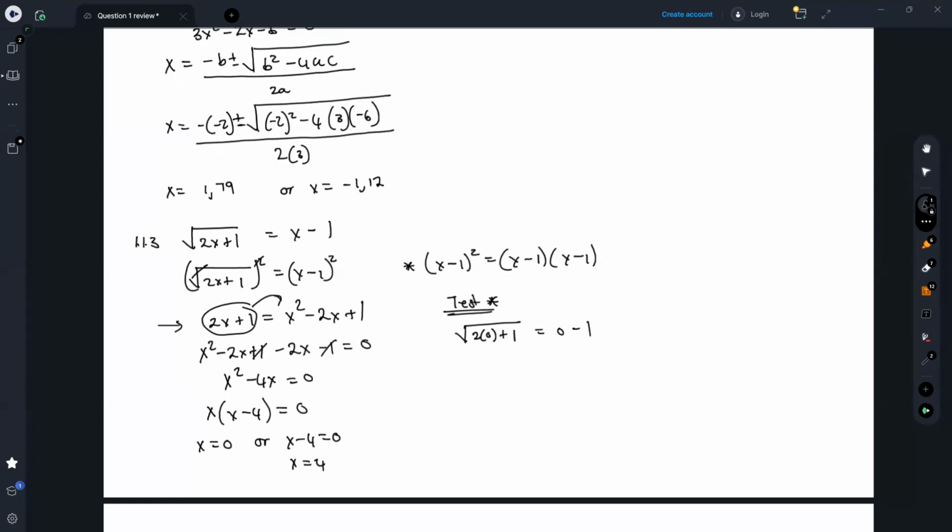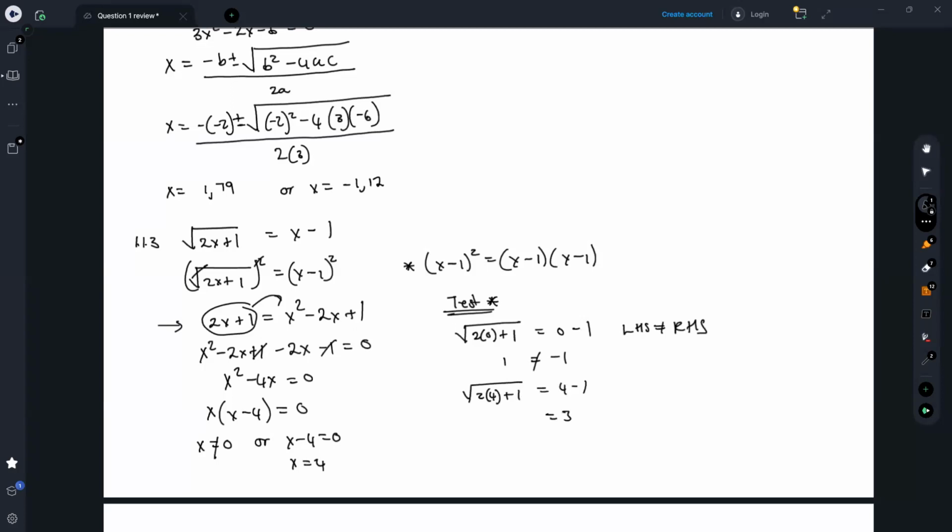So this is going to give us a positive 1, and this is going to give us a negative 1. And positive 1 is not equal to negative 1. Therefore, this is not a solution, so we cross it out. x is not equal to 0, because the left-hand side, LHS, is not equal to the right-hand side, RHS. That's how we know that 0 is not a solution. Then we can test the other value: 2 times 4 plus 1 equals 4 minus 1.